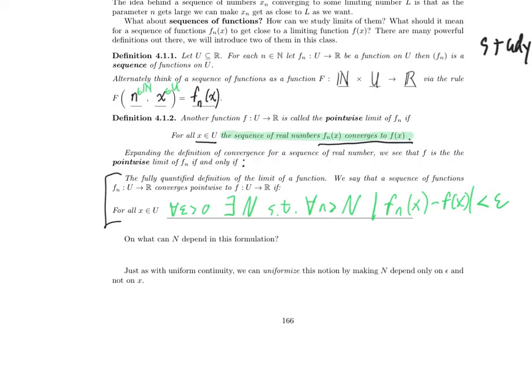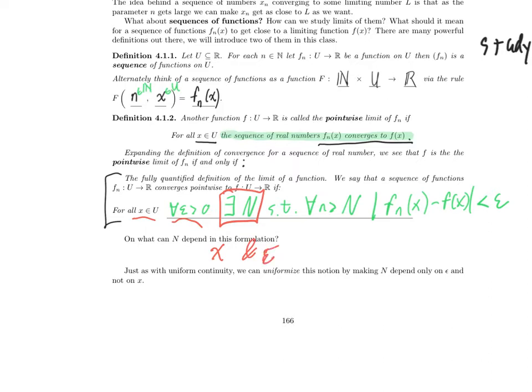So check it out. If you wanted to prove that a sequence of functions converges pointwise, then you would start by saying let x be in U, let epsilon be bigger than 0, then you would need to come up with a choice of big N. On what things can that big N depend? Well, it can depend on everything that comes before it. Big N can depend on x and epsilon.